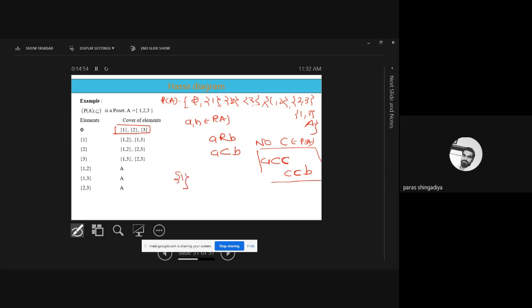So singleton 1, okay. So we cannot make a pair with {2} because {1} is a subset of {2} is incorrect. Okay, {1} is not a subset of {2}, so {2} is not a possible answer. Similarly {3} is also not a possible answer. {1} subset of {3}, that is not true. So the first condition is not true here. So {2} and {3} are not possible answers. Okay, so after {2} and {3}, which pair is next? {1,2}. Okay, {1} is a subset of {1,2}, that is correct.